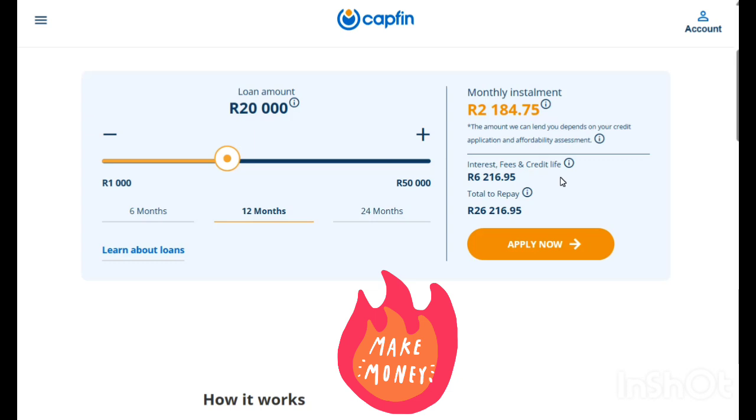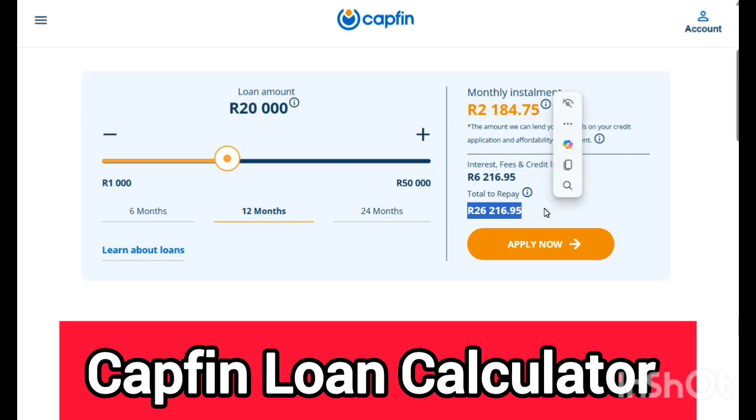So in this case, if you took 20,000 rands for 12 months, this will be the total amount that you are going to pay, which is 26,216.95 rands. Okay, yes, basically you are paying an additional amount of 6,216.95 as interest and other charges. All right, so this is how it works. You can go around and play along with any amount that you want, but remember, the approval will depend on your affordability.